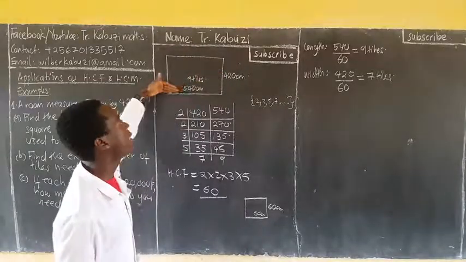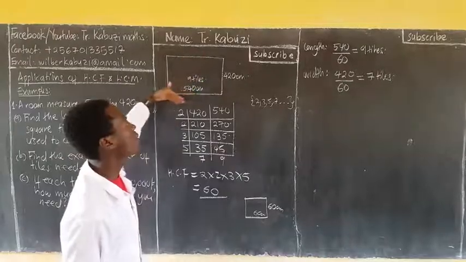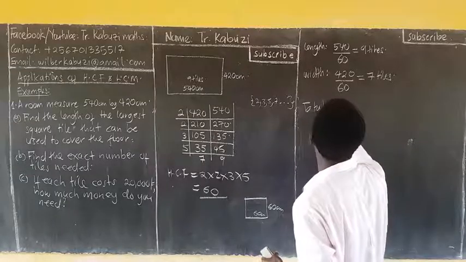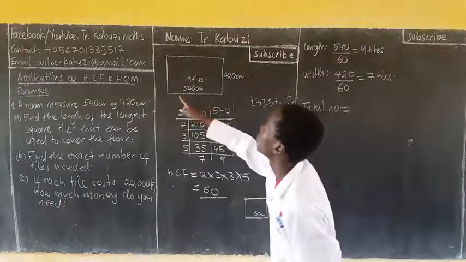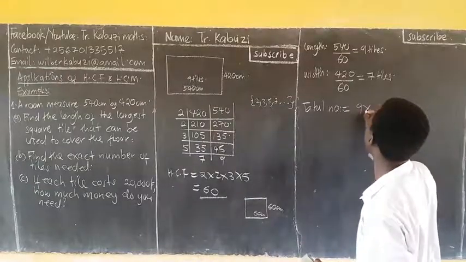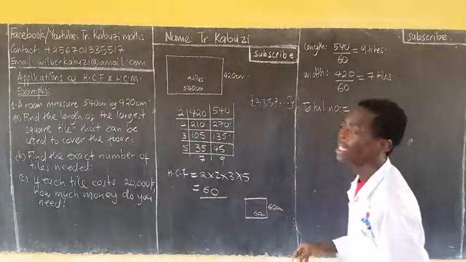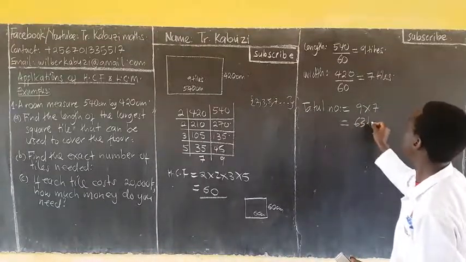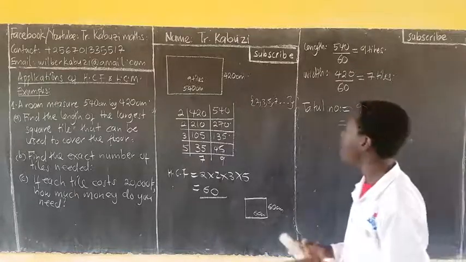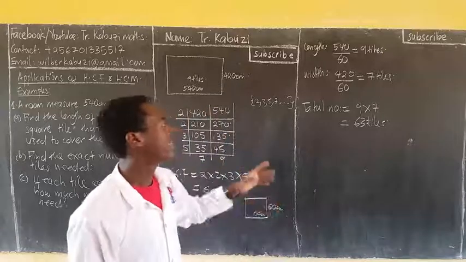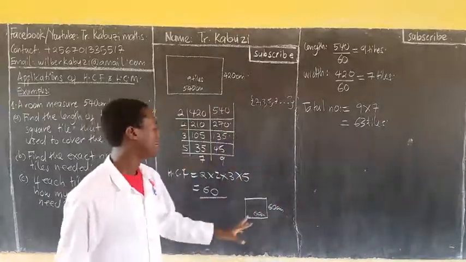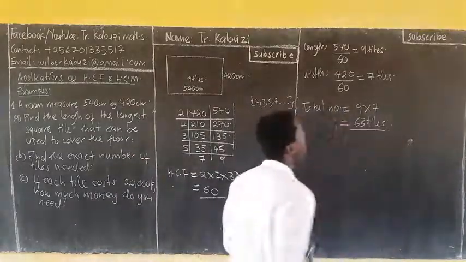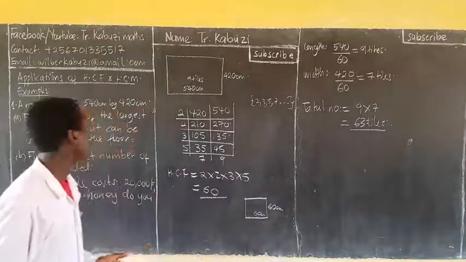To know the actual number, meaning what area they are going to cover, the total number is going to be the ones I'm going to use in the length, they are 9, times the ones I'm going to use in the width, which are 7, and this I think is giving you 63 tiles. So you tell your mom that, mom, all we need are 63 square tiles of 60 centimeters each. So the total number of tiles you need is 63.